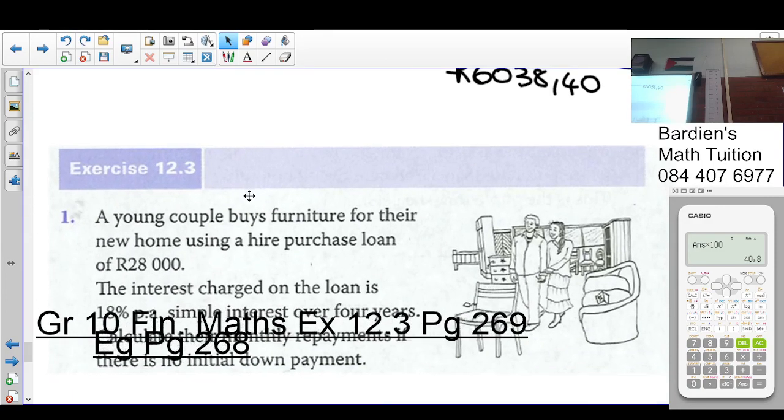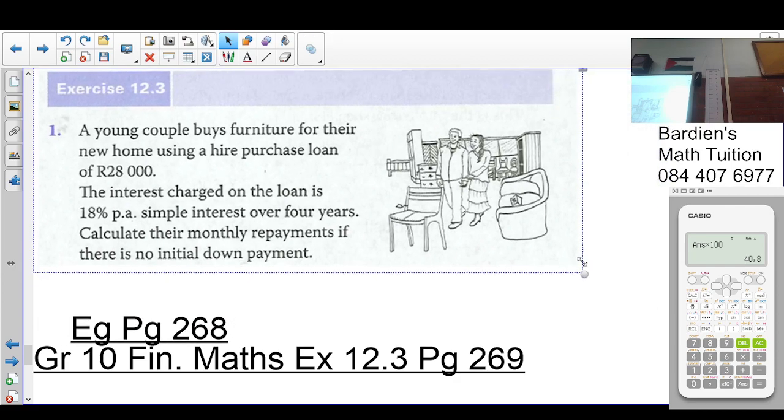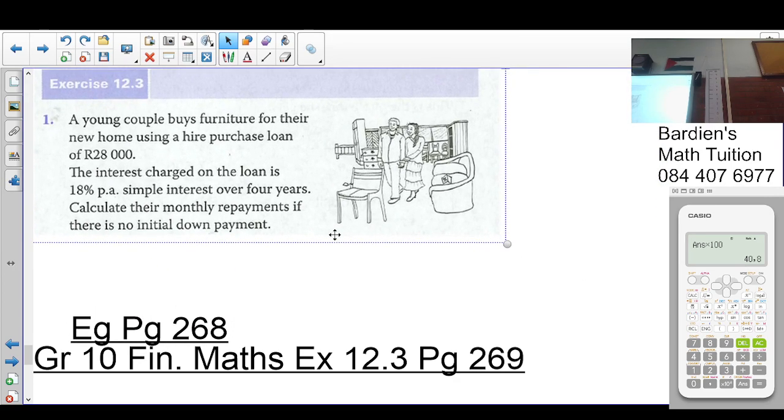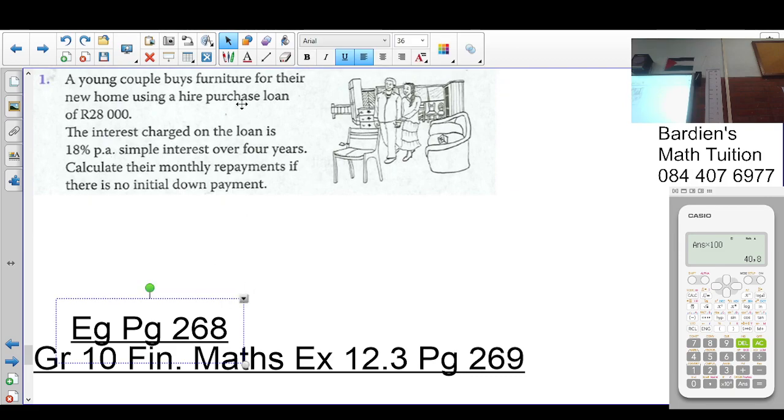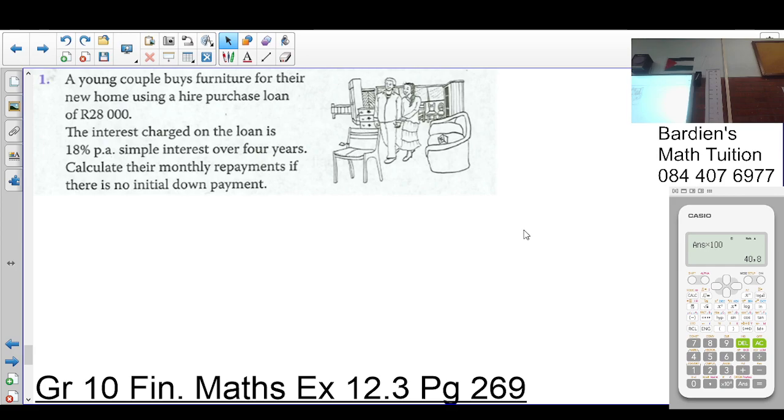People, at this point, you guys should have completed exercise 12.3, the odd numbers. Let's go straight into it. So number 1. The young couple buys furniture for their new home using a hire purchase loan of 28,000 rand. The interest charged on the loan is 18% per annum simple interest over 4 years. Calculate the monthly payments if there's no initial down payment. So this person is not making a deposit.